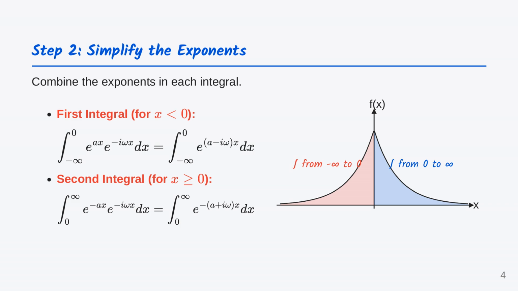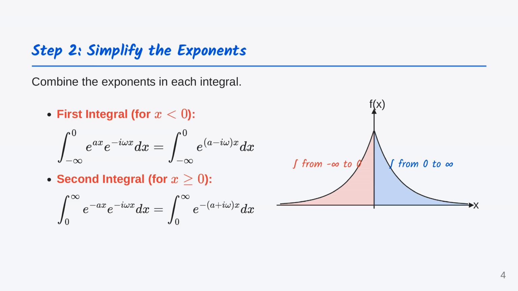Now that we've split the integral, our next step is to simplify the exponents in each part by combining the e terms. Let's start with the first integral, which covers the domain where x is less than 0. Here we have e to the power of a x times e to the power of negative i omega x. Combining these gives us the integral from negative infinity to 0 of e to the power of the quantity a minus i omega, all times x dx. Next, for the second integral where x is greater than or equal to 0, we have e to the power of negative a x times e to the power of negative i omega x. Combining these gives us the integral from 0 to positive infinity of e to the power of negative the quantity a plus i omega, all times x dx.